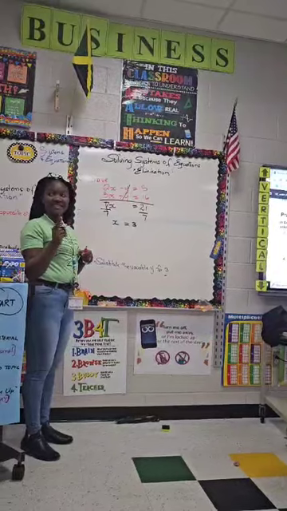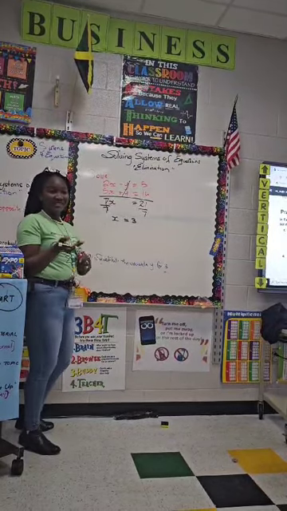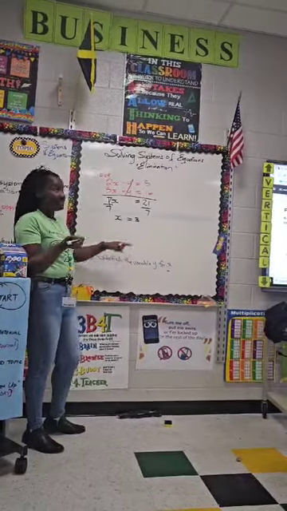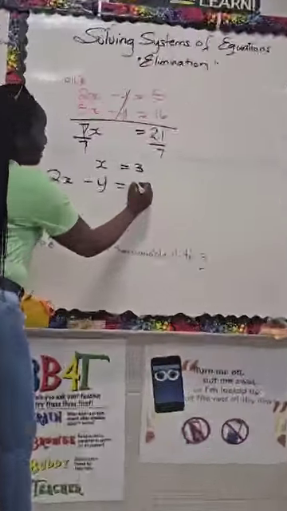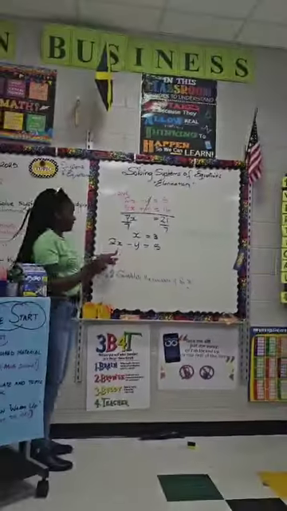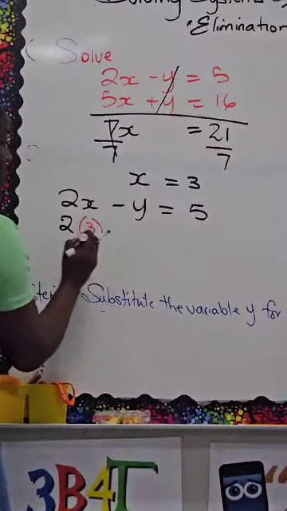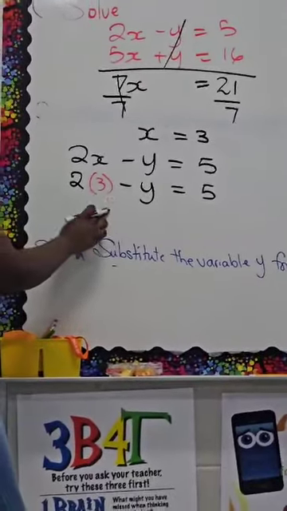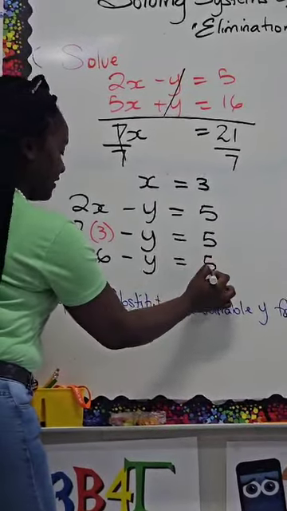Now we need to find the value for y. Again, select any one of the equations you want, and then we're going to substitute x as 3. So we have 2x minus y, so we chose equation 1, equals 5. Wherever I see x, I'm going to put 3. So it's 2 times 3, replacing x with 3, minus y equals 5. 2 times 3 is 6. 6 minus y is 5.